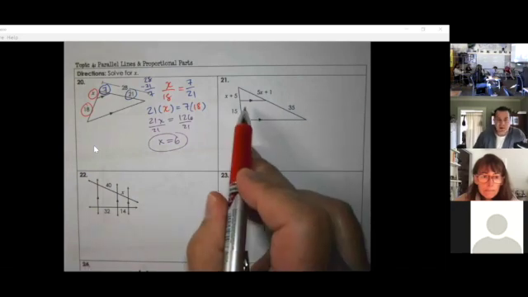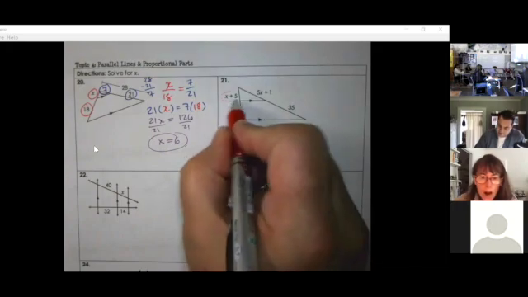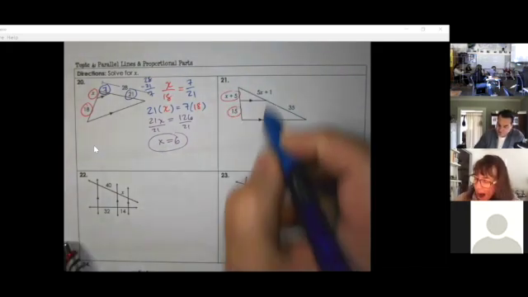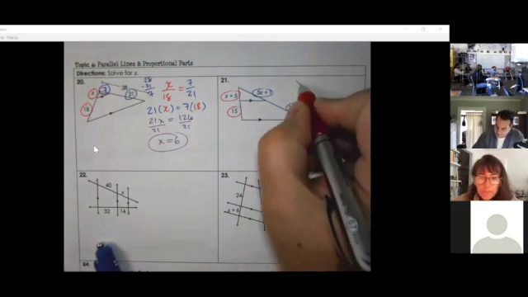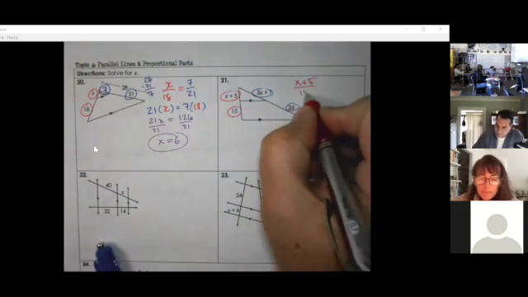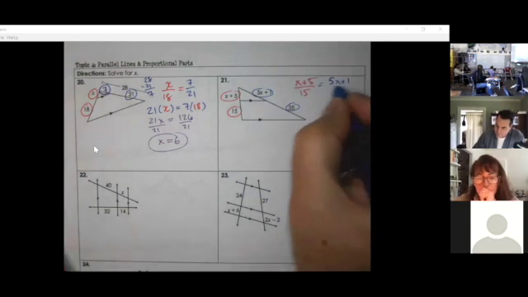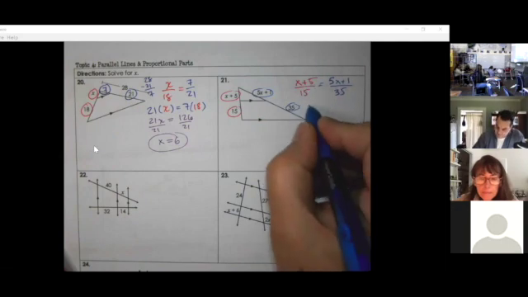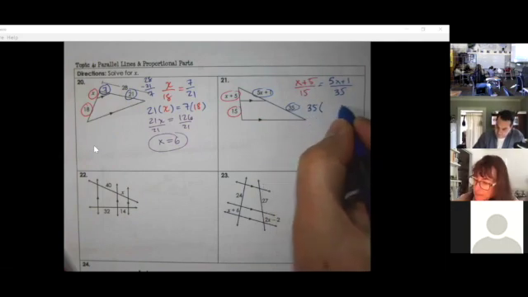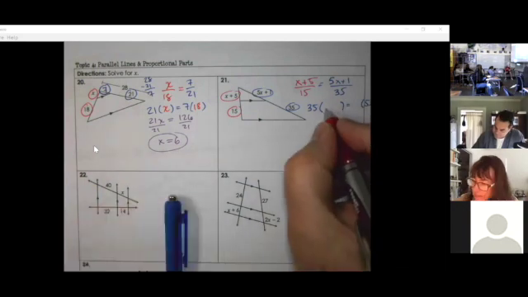This is a very similar problem. Again, it's got sides split by parallel lines, suggesting that these two are in the same proportion, and these two are in the same proportion. So x plus 5 over 15 equals 5x plus 1 over 35, which means I can cross multiply and say that 35 times x plus 5 equals 15 times 5x plus 1.